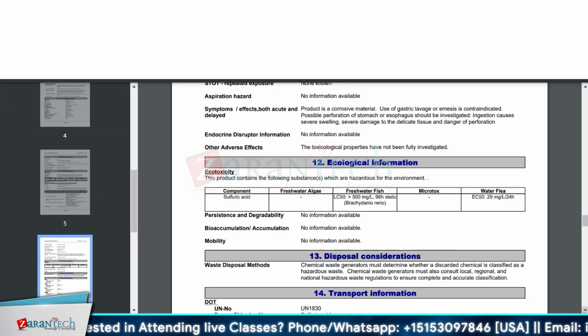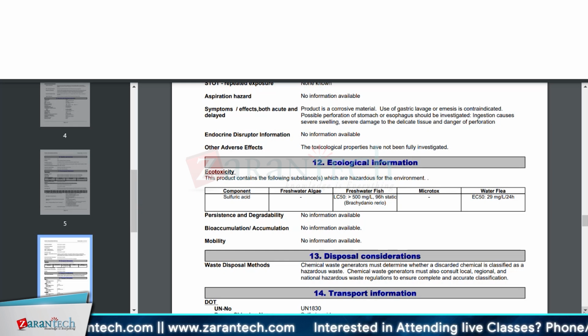And 12th is ecological information. What is ecological? Any idea, guys? What is the difference between toxicology and ecology? I'm not sure it's correct, but I think in ecology we can see the information about that product, if it is hazardous for the environment, or what is the percentage of that. But I can say not fully.